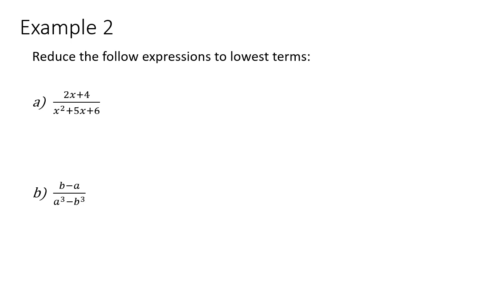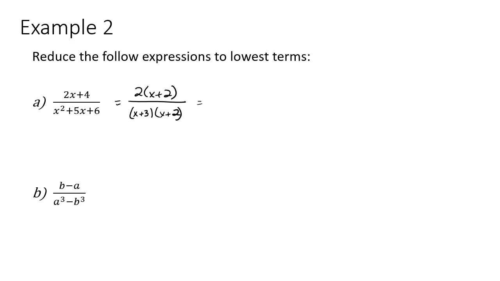So for part A, we want to factor both the numerator and denominator completely to look for any common terms, because this thing does not reduce at all in its current form. In the numerator, we have a common factor of 2 in 2x plus 4. So we can factor that out of both terms. And in the denominator, we have a traditional quadratic, x squared plus 5x plus 6. So in this case, we're looking for two numbers that multiply to give us 6 and add to give us positive 5. And so we're looking for a positive 3 and a positive 2 in this case.